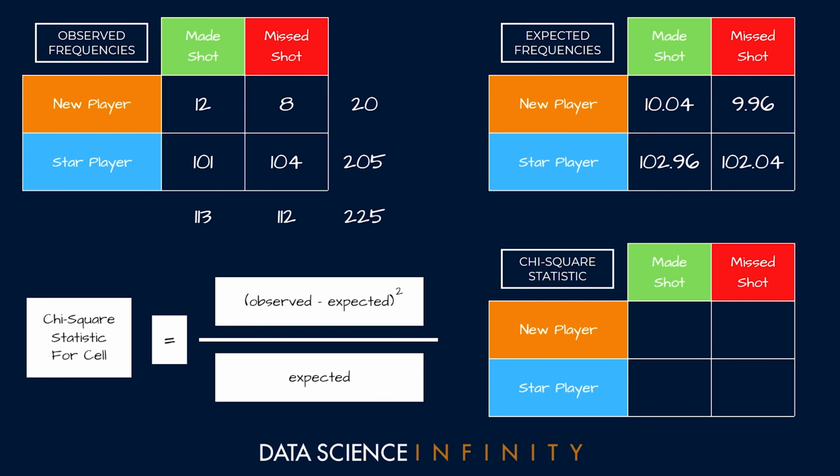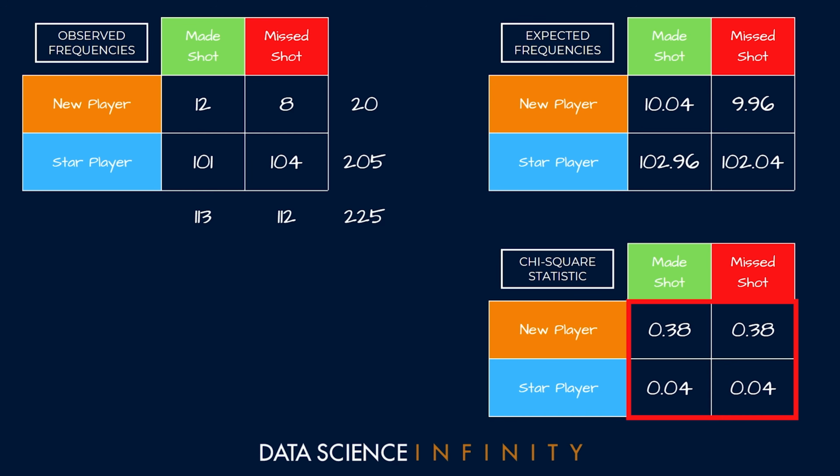So for the new player, the chi-square statistic based on the shots he made, so the top left cell of the new matrix, would be calculated as the observed frequency of 12 minus the expected frequency of 10.04, all squared, and the result of this would be divided again by the expected frequency of 10.04. And this gives a value of 0.38. Again, if we applied that same logic to each of the cells, we would end up with results that looked like this.